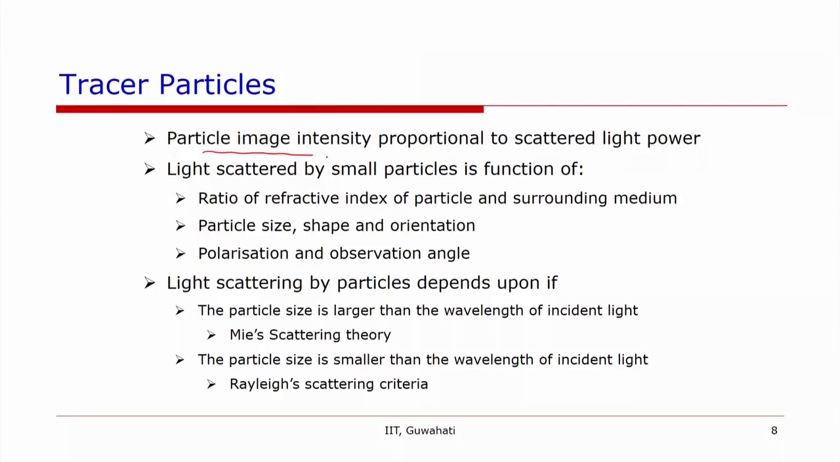So, the particle image intensity is proportional to the scattered light, that is the light power scattered from the particles. Now, the light scattered by a small particle depends on a number of factors, which are the ratio of the refractive index of the particle and the surrounding medium, which is the fluid whose velocity is being measured. It also depends on the size, the shape and the orientation of the particle. While if the particle is spherical, then shape and orientation will not matter so much, the size of the particle will. And it also depends on the polarization and the observation angles.